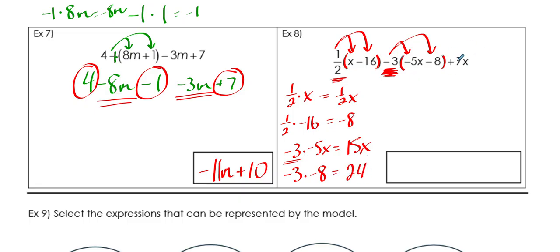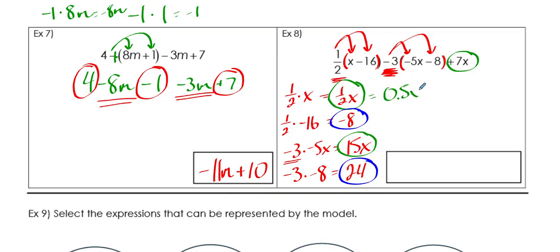This one I am actually going to write out. Well, no, never mind. I'm just going to group my like terms. I'll circle these guys in green, and I'll circle these guys in blue. I'm going to change this into a decimal. That's the same thing as just 0.5x. So 0.5 plus 7 plus 15, that's 22.5.